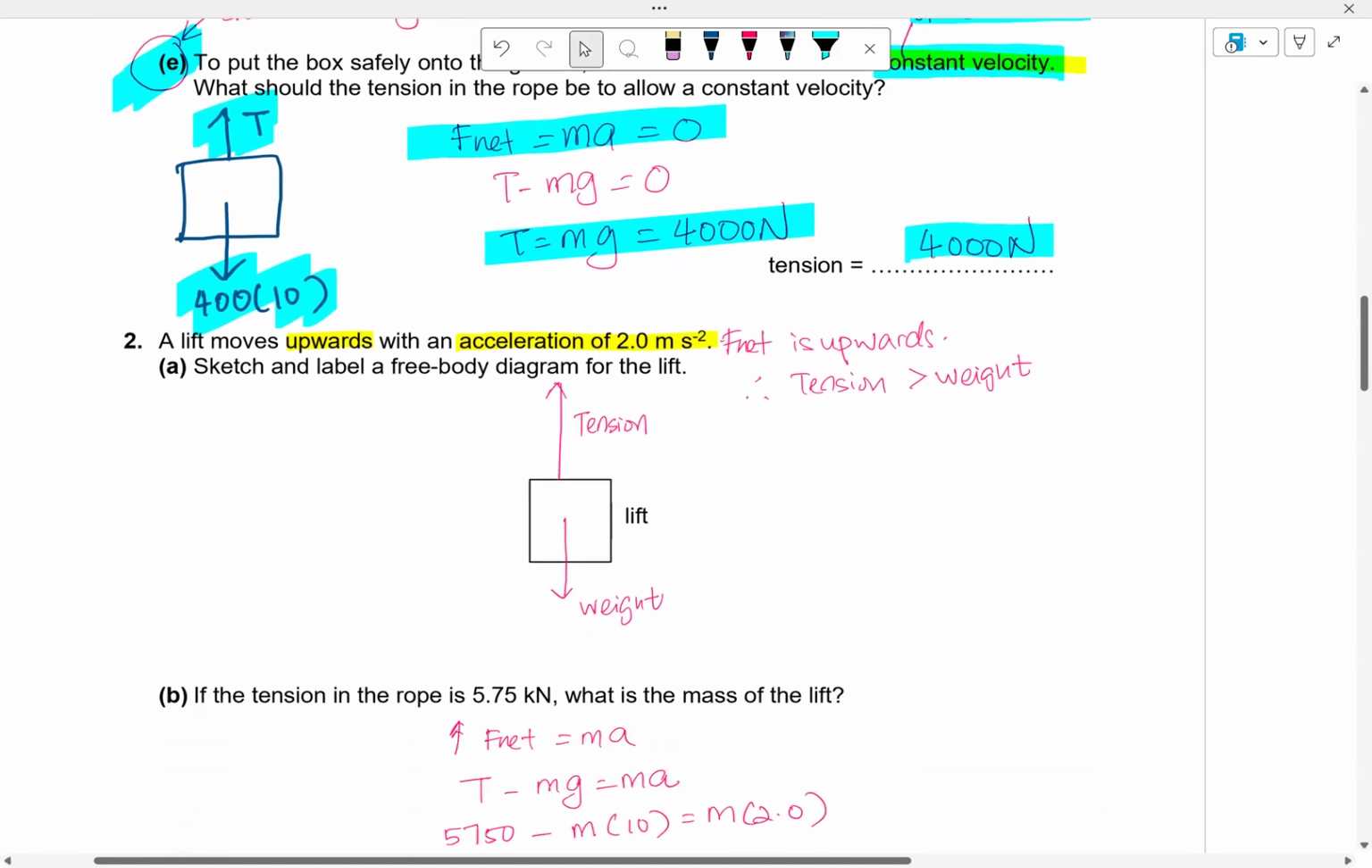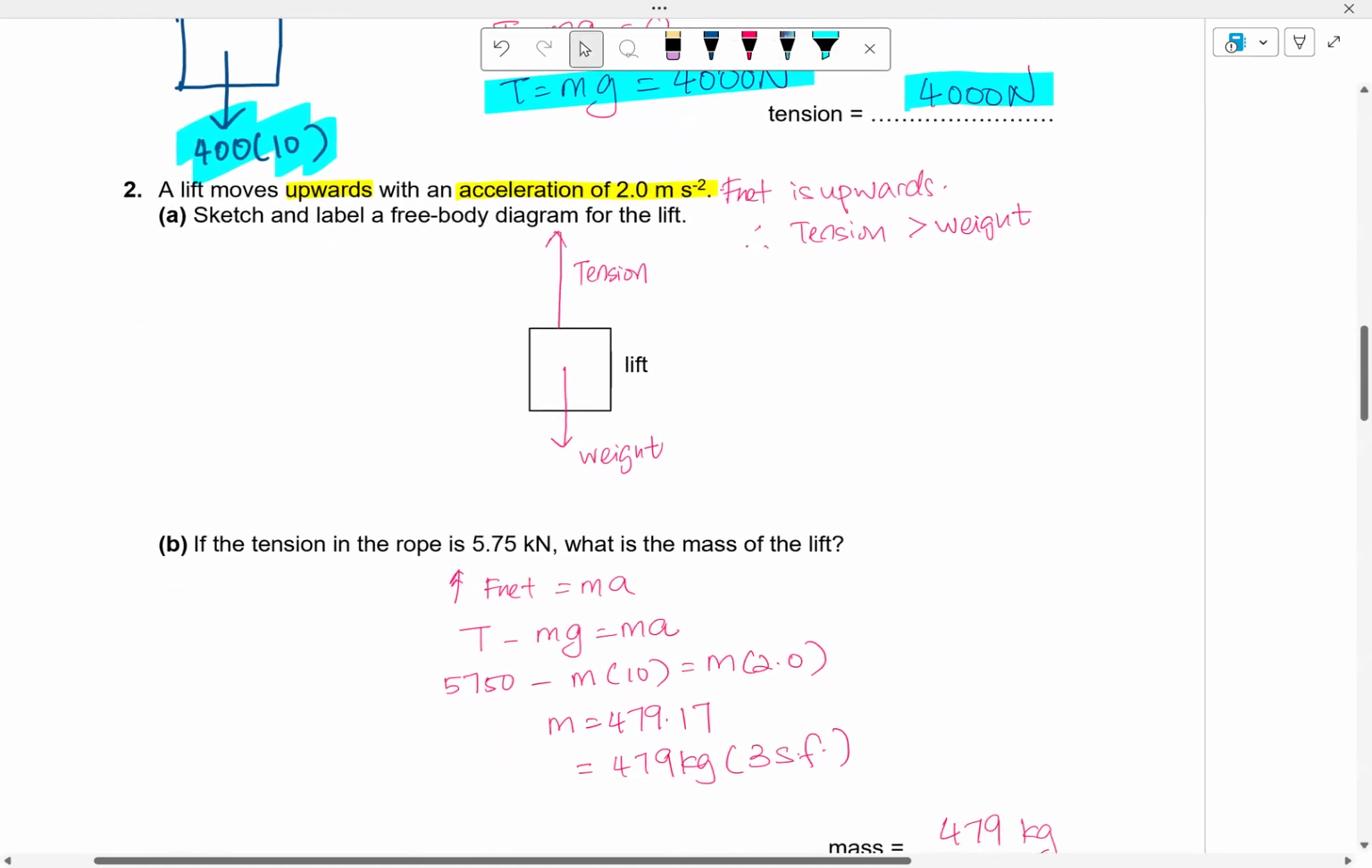Question 2. A lift moves upwards with an acceleration of 2.0 meters per second squared. Now, if it moves upwards and the acceleration is also upwards, that means when you draw the free body diagram for the lift, you must be able to show me that the upward force is greater than the downward force. So when you are drawing the free body diagram for this question, draw the tension slightly longer than the weight vector. So this is not the same as question 1.